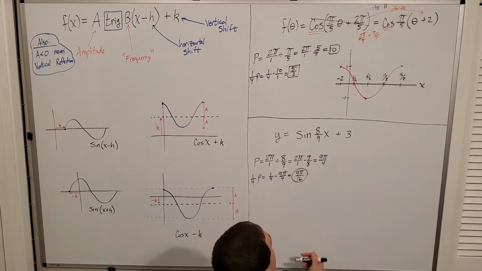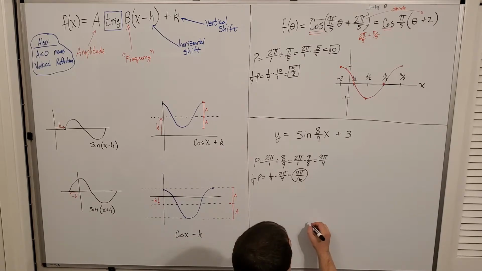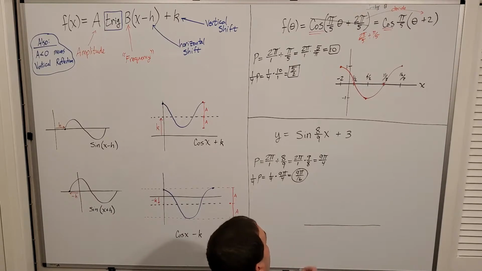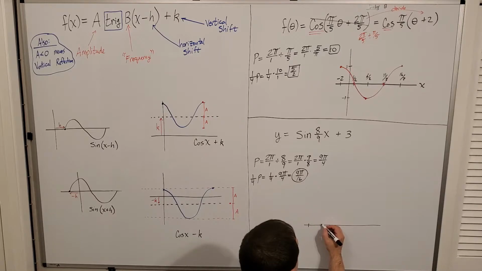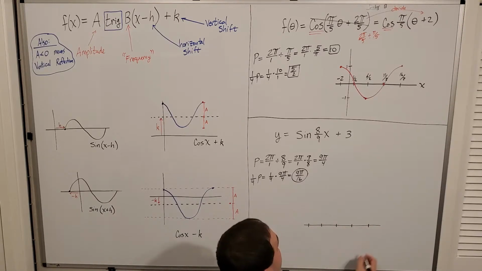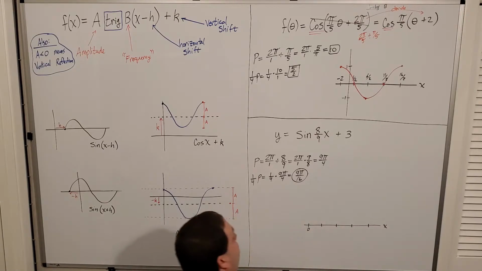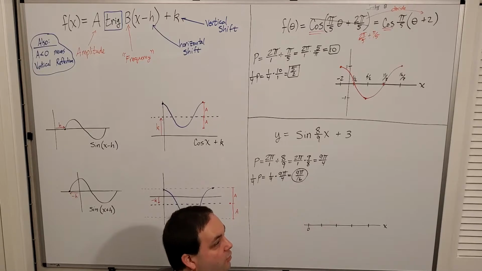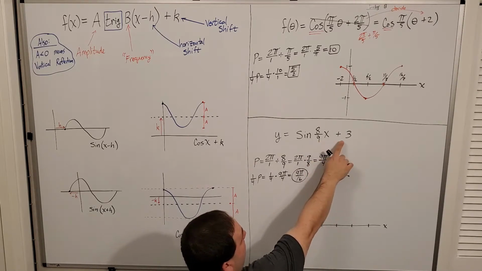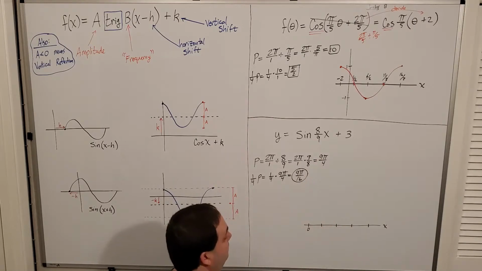So it's back to the way we were doing them before. When I draw my x-axis here, I'm going to have my 5 marks, like so. And my first mark is 0, because I didn't shift it left or right this time, right? It's just in the center. The shift this time is upward.